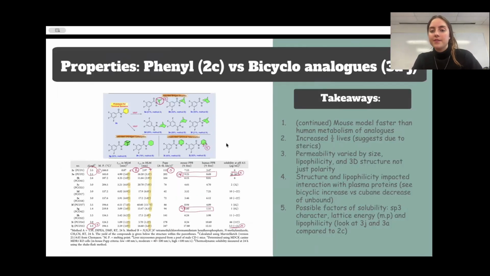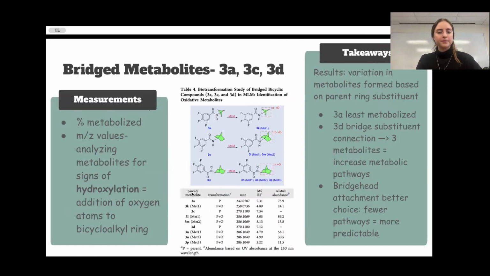To see if these changes occurred, they incubated the bicyclic analogs in the microsomes all the same and noted that there was an increase in all half-lives, indicating a greater stability of the new molecules. There is more variation between all the other properties. For example, take the solubility here: some increased and some decreased. They mostly attributed this to the difference in sp3 character. As you'll see here, there's still a variation in structure and also differences in lipophilicity.